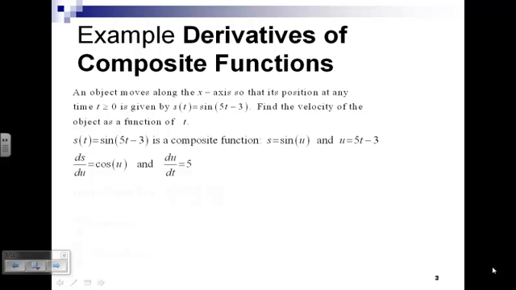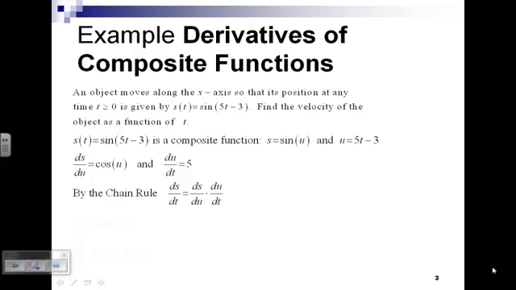So we think about it as two functions, one inside the other. Sine on the outside, 5t minus 3 on the inside. Derivative of the outside is cosine, derivative of the inside is 5, and now let's put it all together.